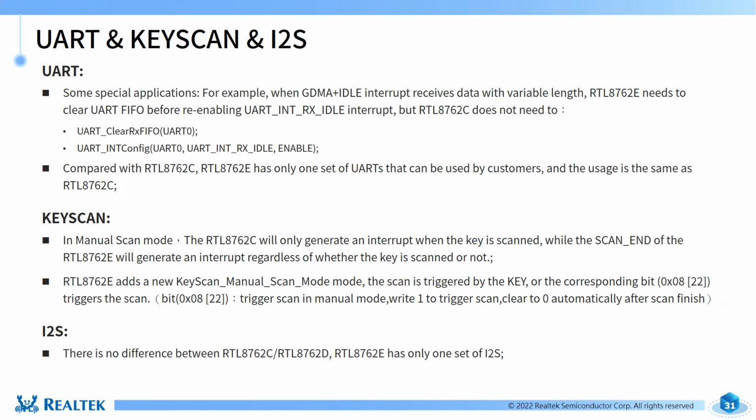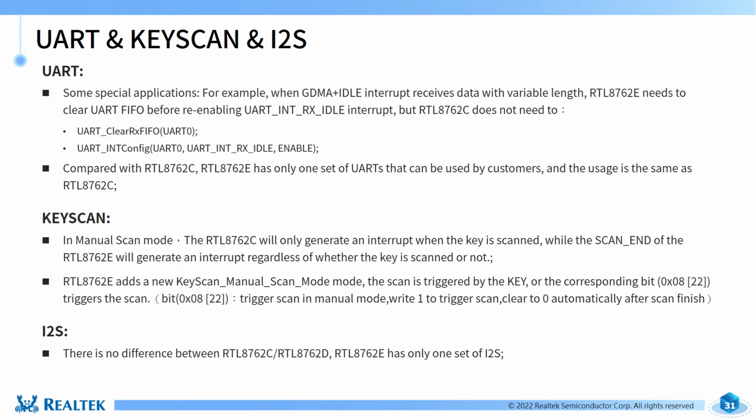This page lists the differences between UART, key scan and I2S. In some special applications, for example when the GDMA plus idle interrupt receives data with a fixed length, the RTL8762E needs to clear the UART FIFO before re-enabling the UART idle interrupt, but the RTL8762C does not. Compared to the RTL8762C, the RTL8762E has only one set of UARTs that can be used by customers, and the usage method is the same as that of the RTL8762C.